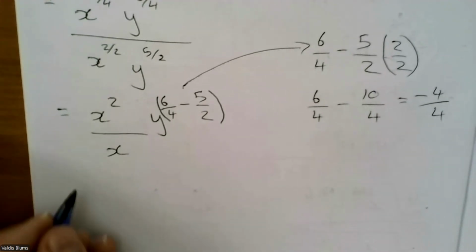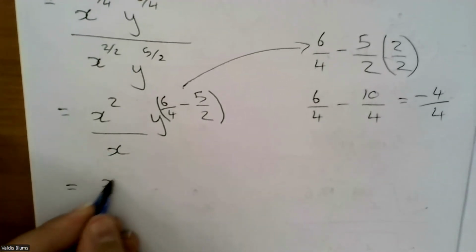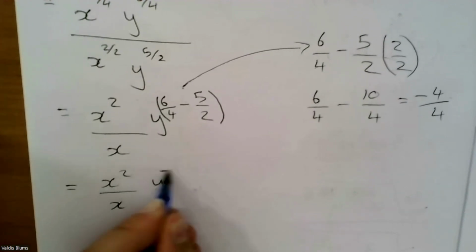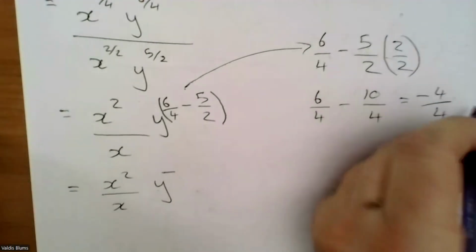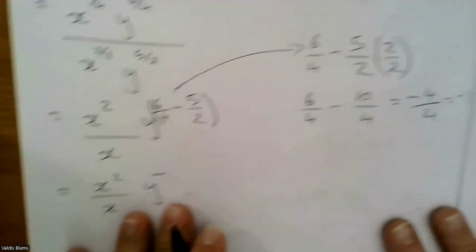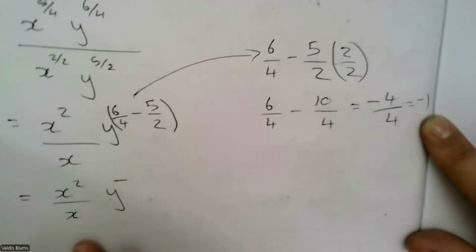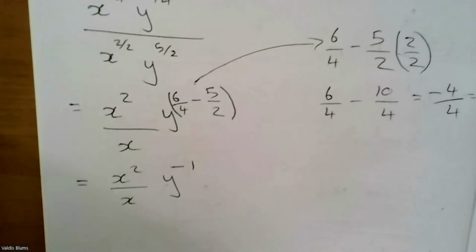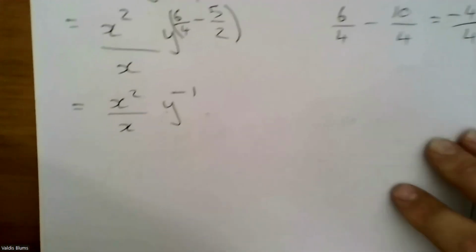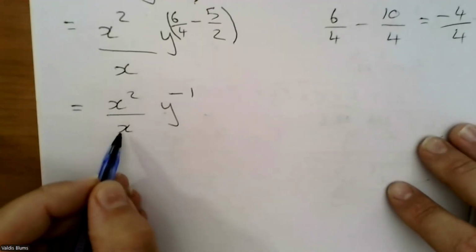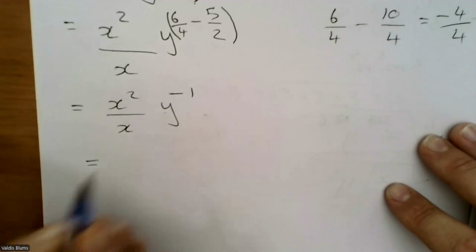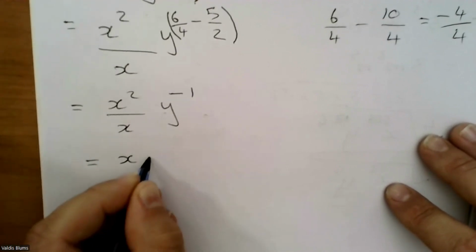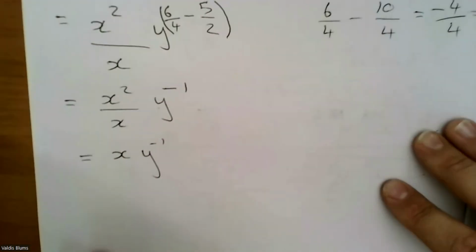So going back to the question, we have x squared on x times y to the power of negative 4 on 4. And 4 on 4, let's just say that's negative 1. So y to the power of negative 1. So we have x squared minus x to the power of 1, so it's going to be 2 minus 1. So let's just have it as x, y to the negative 1.